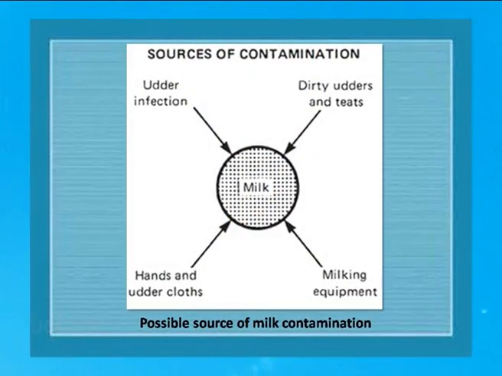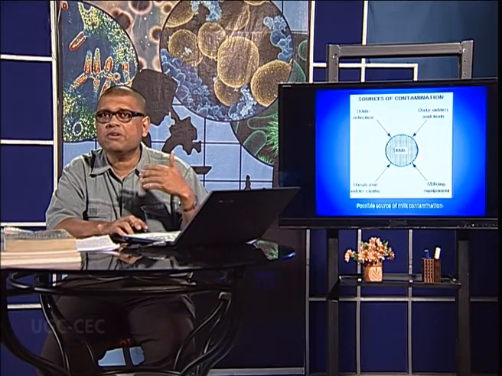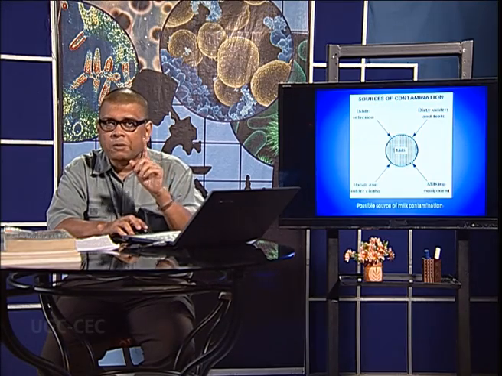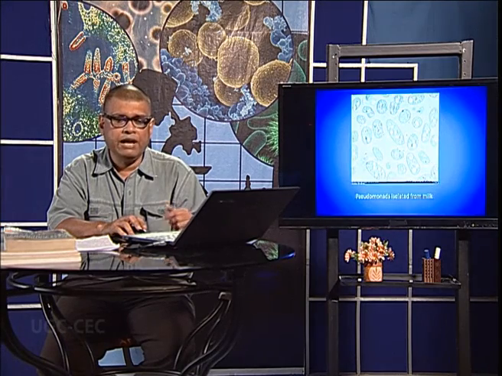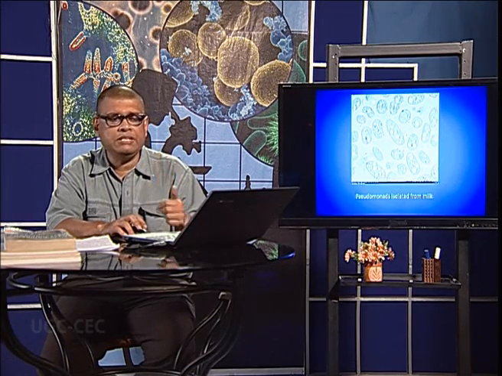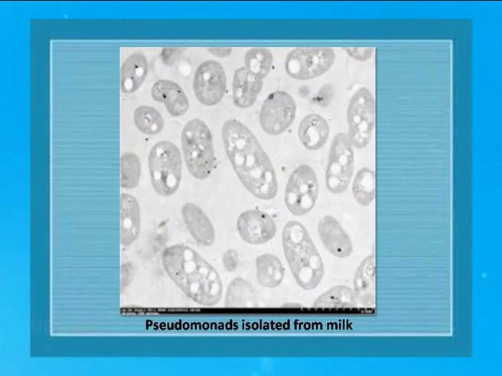Now milk primarily is contaminated through infection of the udder of the cow, and it can also come from the equipment, and from the contaminated hands of the milkman. So basically human interference to a great extent is responsible for contamination in milk and milk products. One such important contaminant is Pseudomonas. These are the Pseudomonas bacteria coming from the udder into the milk.